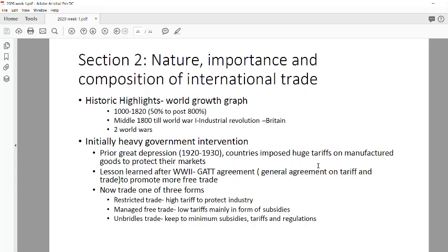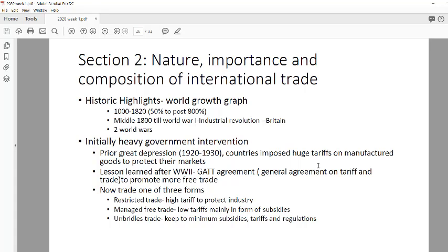All in all, what it means is, especially with tariffs existing, there can be three forms of trade. You can have restricted trade, where you have high tariffs just to protect your industry, wanting to sell your own goods and not really buy from other countries.